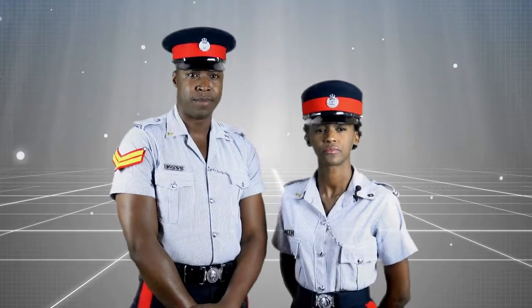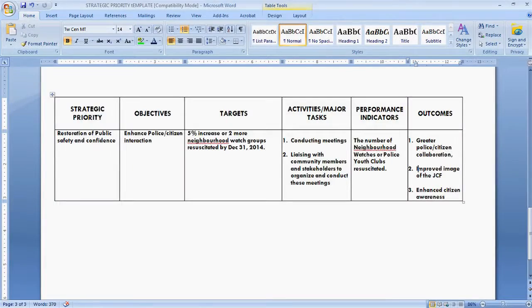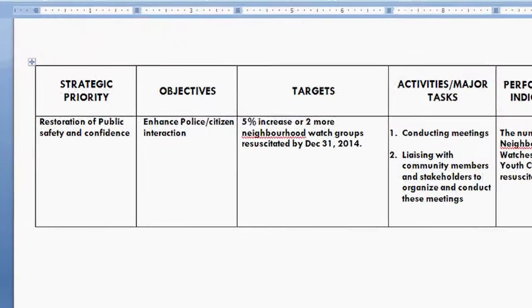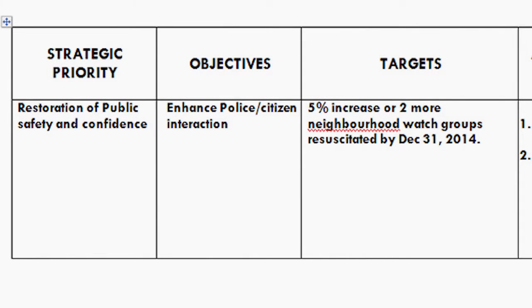Now let us look at another strategic priority. How well can you design your work plan from the strategic priority, restoration of public safety and confidence? Just in case you need some help, let us do it together. In restoring public safety and confidence, you may find a gap in the level and quality of communication between the citizens and the police. To address this issue, you may want to set an objective to enhance police-citizen interaction.